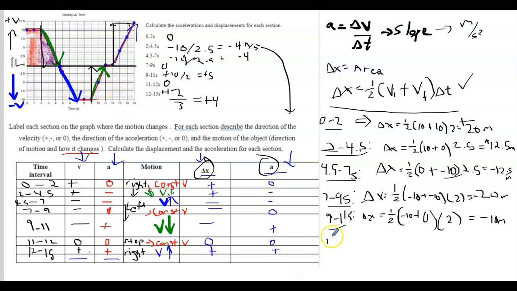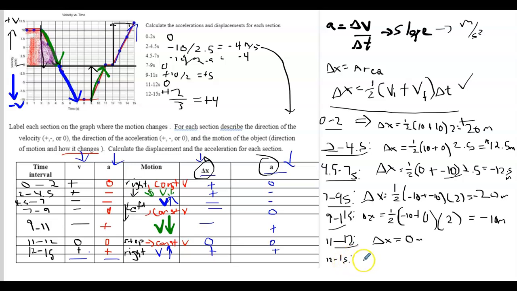11 to 12, you don't have to be calculating anything. It's stopped because the velocity is 0. If you're stopped, your displacement is 0. So you could plug in, it'd be 1/2 times 0 plus 0 times 1. It's not really an important thing to show. You can just recognize that value of 0, because you're stopped, you're not moving.